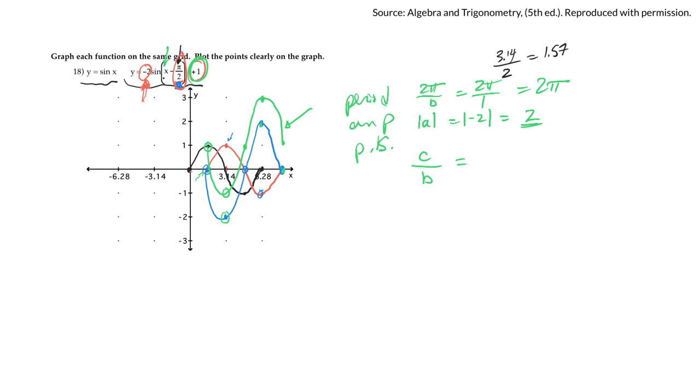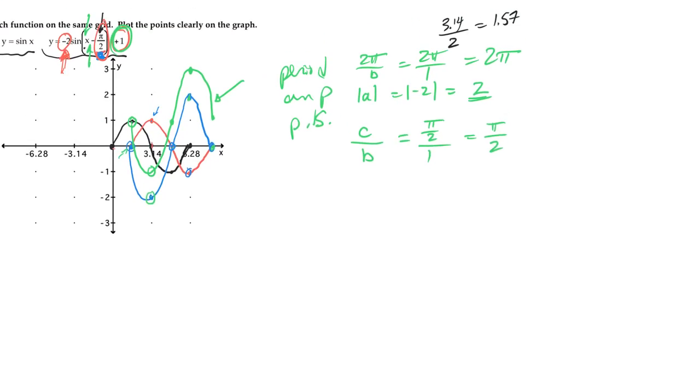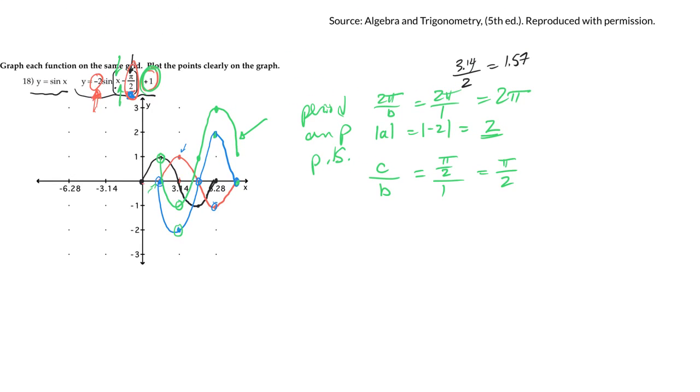The phase shift is c over b. So c is pi over 2, and b is 1. So pi over 2 over 1 is just going to be pi over 2. And since it's minus, I would say right. So I would say pi over 2 to the right. Okay, so that's information that I want to know about that graph.